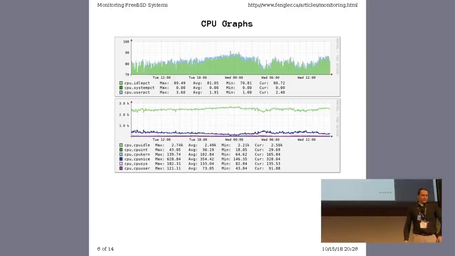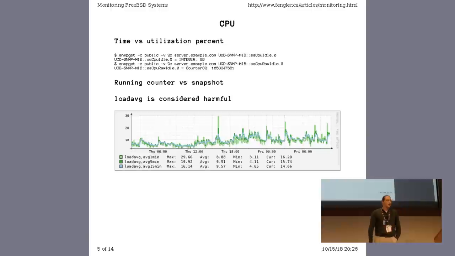Now, there's another thing you might notice on this graph, specifically, that you have the user time, the system time, the nice time, the kernel time, interrupt, idle. You have every little thing that the CPU can be doing. There's another method that people like to use to monitor how much work their CPU is doing. Load average. Load average is much easier to work with. It's just a single number.